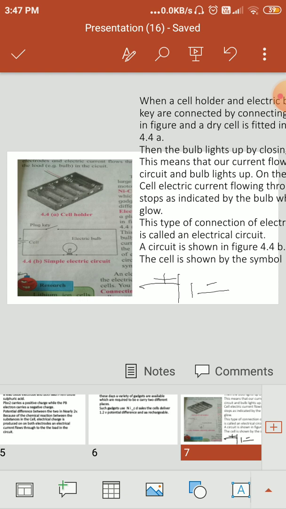Then what is an electrical circuit? When a cell holder, an electric bulb and a plug key are connected by connecting wire as shown in figure B, and a dry cell is fitted, you find that the cell, plug key and electric bulb are connected in the circuit, and a dry cell is fitted in the holder. Then the bulb lights up by closing the plug key.